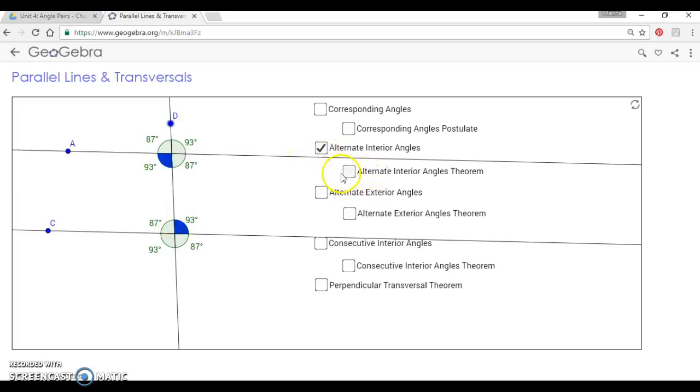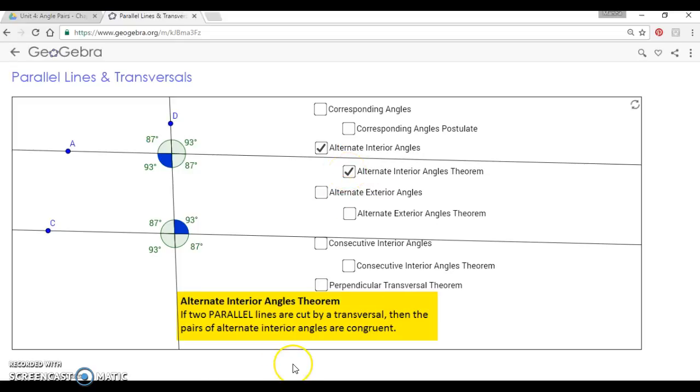So that leads into the alternate interior angles theorem. If two parallel lines, there again it only applies to parallel lines, are cut by a transversal, then the pairs of alternate interior angles are congruent. So we have corresponding angles that are congruent and alternate interior angles that are congruent. And if you need to, you can pause the video again to get that written down.